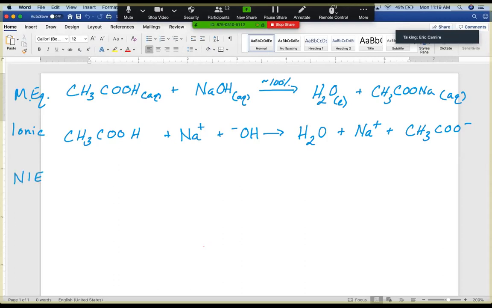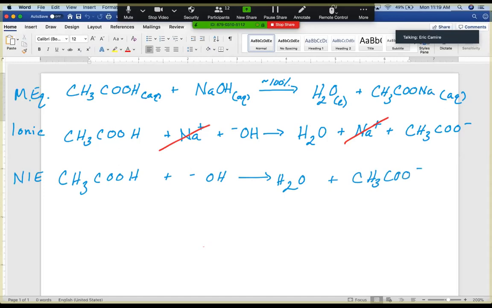And just like we did before, we cancel out anything that appears on both sides of the reaction. And so if I write down anything that doesn't cancel out, I see I have acetic acid reacting with hydroxide to form water, and then the conjugate base.